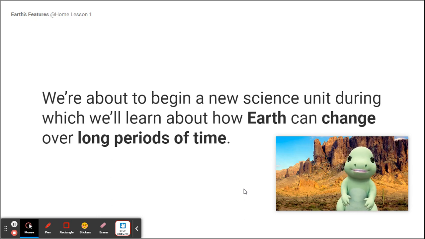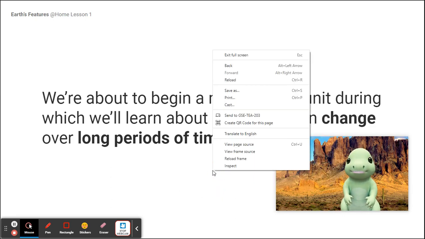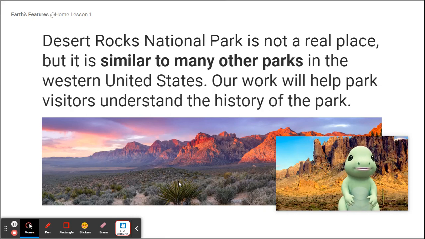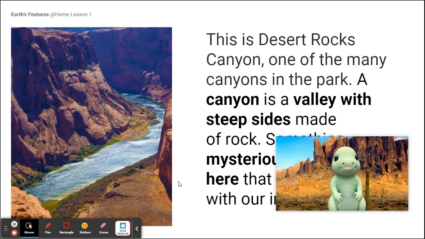All right, so again, our new unit is going to be about Earth and how it changes over long periods of time. This is Desert Rocks National Park. You can see that I'm at Desert Rocks National Park, and we're going to investigate how this place has changed over time. Now, Desert Rocks National Park is not a real place, but it is similar to many of the other parks in the western United States. And our work is going to help the park visitors understand the history of the park.